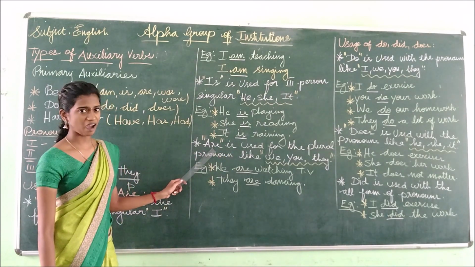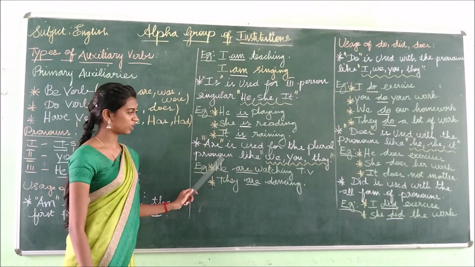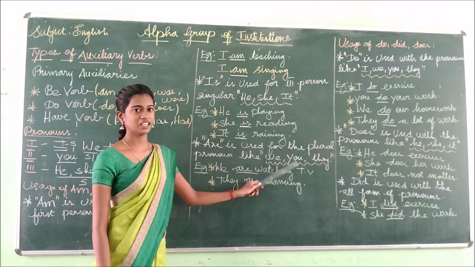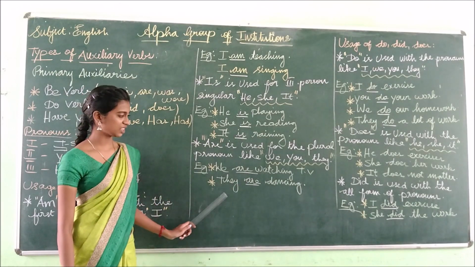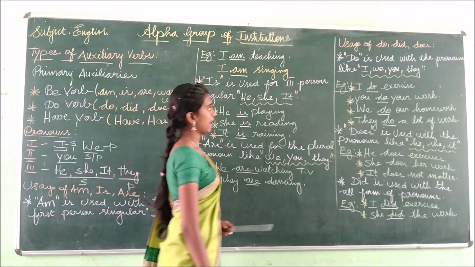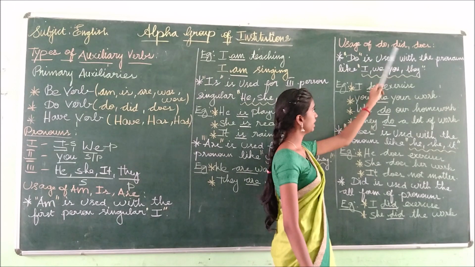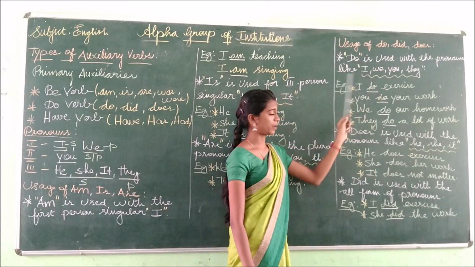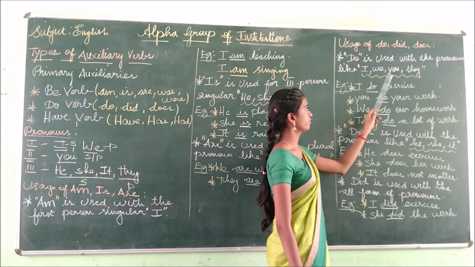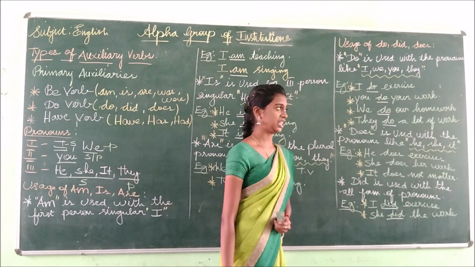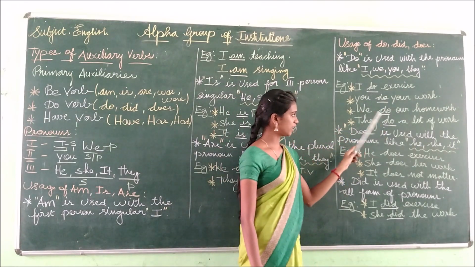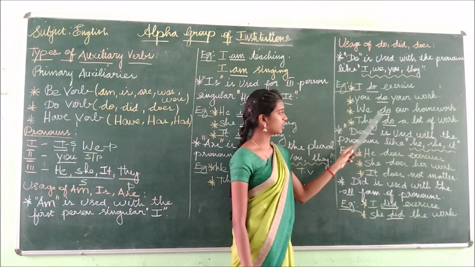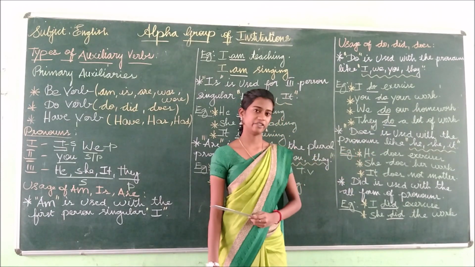And where to use are? Are is used for the plural pronouns like we, you, they. And examples are, they are watching, they are dancing. And where to use do, did, does. So do is used with the pronouns like I, we, you, they. Example, I do exercise, you do your work, we do our homework, they do a lot of work.